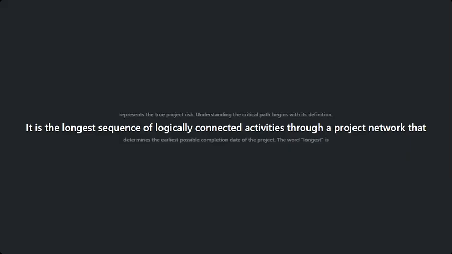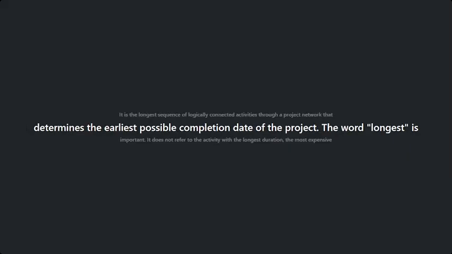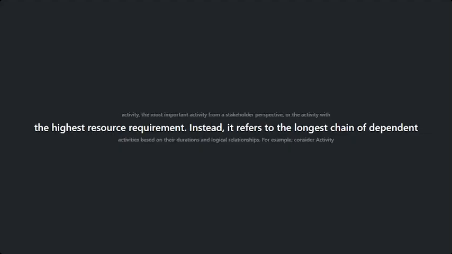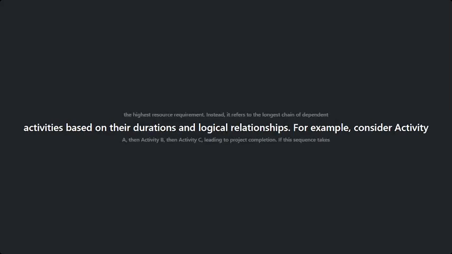It is the longest sequence of logically connected activities through a project network that determines the earliest possible completion date of the project. The word longest is important. It does not refer to the activity with the longest duration, the most expensive activity, the most important activity from a stakeholder perspective, or the activity with the highest resource requirement. Instead, it refers to the longest chain of dependent activities based on their duration and logical relationships.